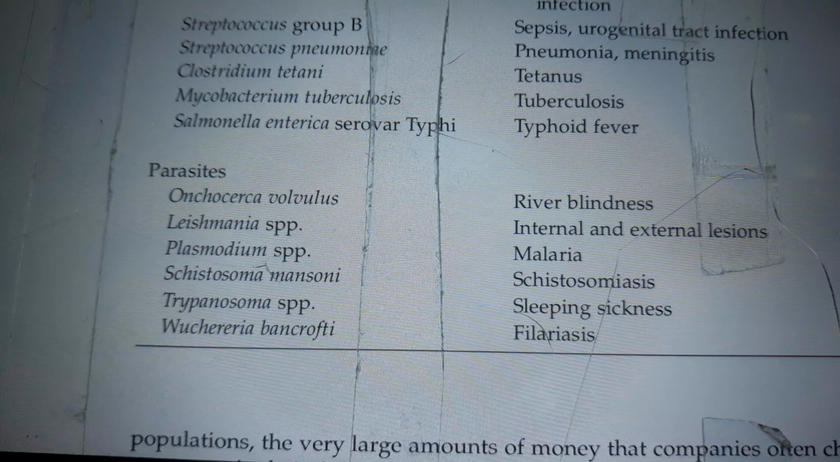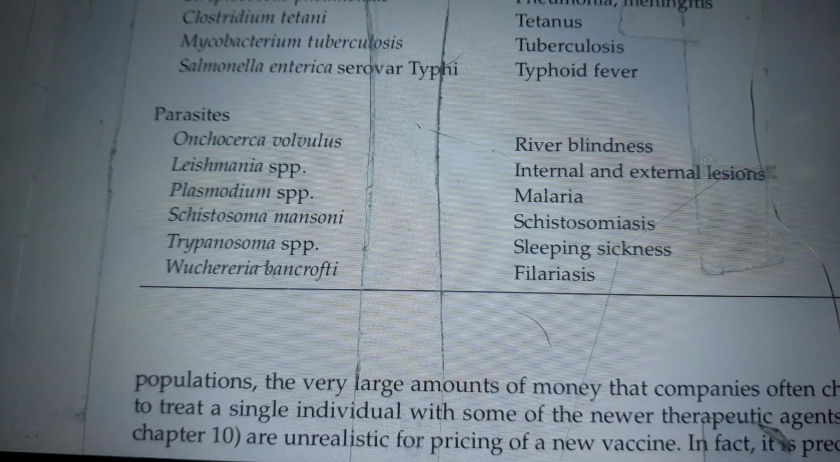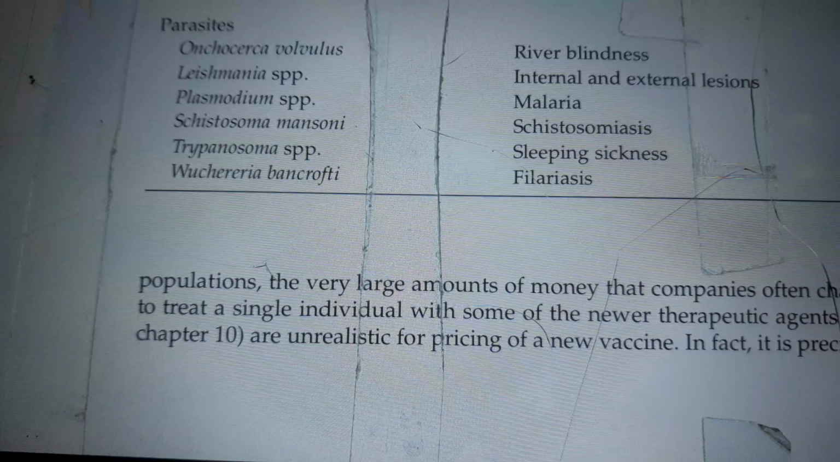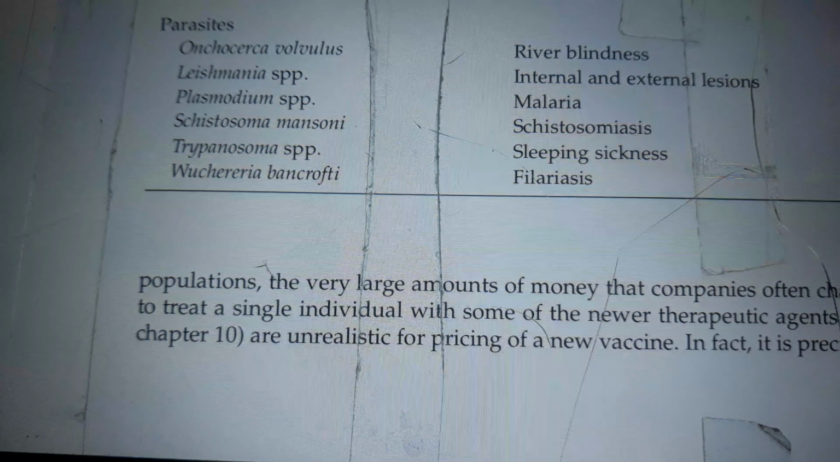and Streptococcus pneumoniae, pneumonia and meningitis; Clostridium tetani, tetanus; Mycobacterium tuberculosis; Salmonella enterica, typhoid fever. Parasites: Onchocerca volvulus, river blindness; Leishmania spp., internal and external lesions; Plasmodium spp., malaria; Schistosoma mansoni, schistosomiasis; Trypanosoma spp., sleeping sickness; Wuchereria bancrofti, causing filariasis.